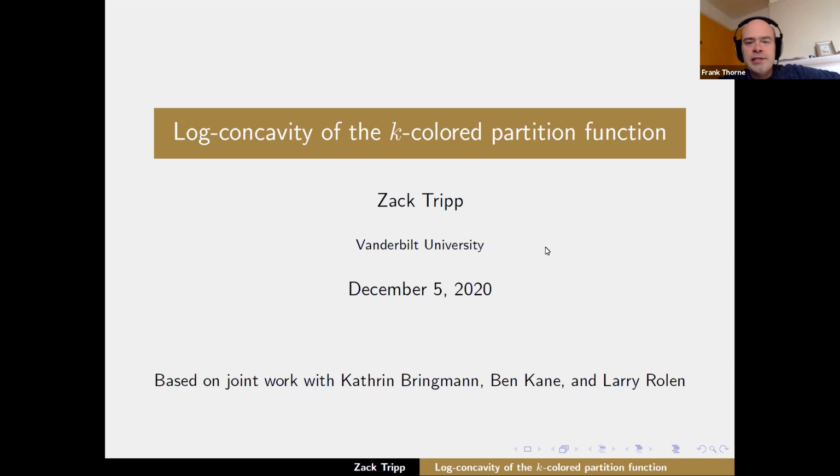So our next speaker is Zack Tripp from Vanderbilt University, and he's going to be speaking on the log-concavity of the k-colored partition function. Thanks, and thanks for having me. So first of all, if you don't know what log-concavity or k-colored partition functions are, no worries. I will be going over both of those. I also want a quick mention before I get started. This is all joint work with Katrin Bringman, Ben Kane, and Larry Rowland.